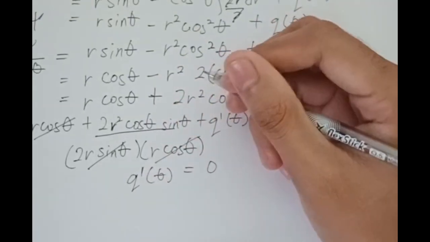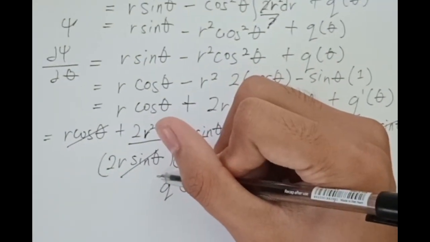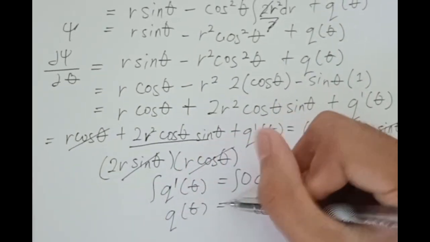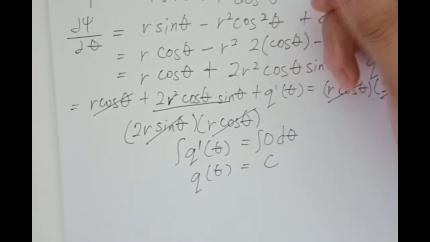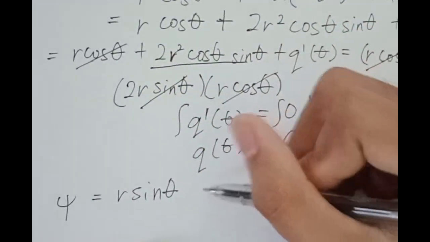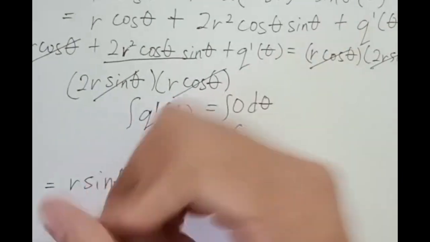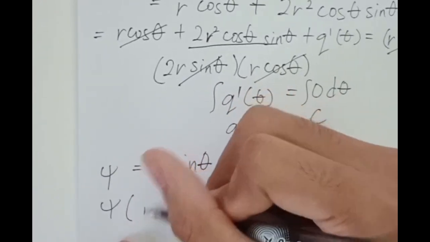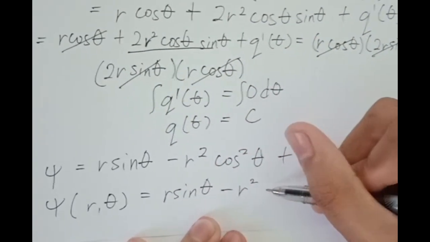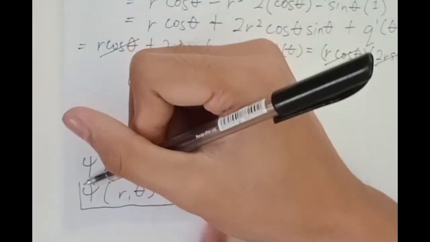To get the antiderivative of it, because in our original N we have no derivative, we will antiderive or integrate it, integrating both sides in terms of theta. So our q of theta now will be c. Plugging the value of q of theta into our psi, psi is equal to r sine theta minus r squared cosine squared theta plus c. So our final answer will be psi of r, theta is equal to r sine theta minus r squared cosine squared theta is equal to c. So this is our final answer.